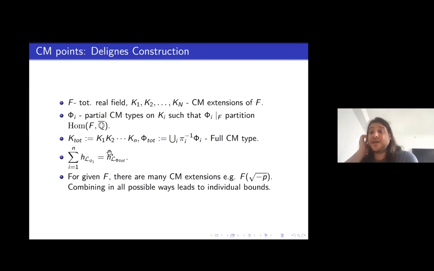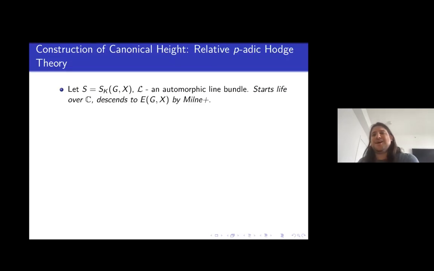And so that's basically how the proof goes once you have the canonical height functions. You use this idea of Deligne to relate partial CM types to full CM types. Essentially, in the vector space generated by these guys, full CM types span, and so you can just extract out the bounds, the individual bounds that you're looking for. Okay, so all that's great, and that's all going to happen once we actually construct the canonical height.